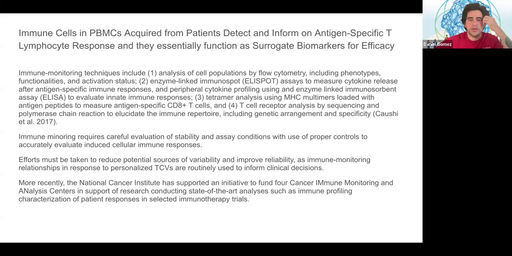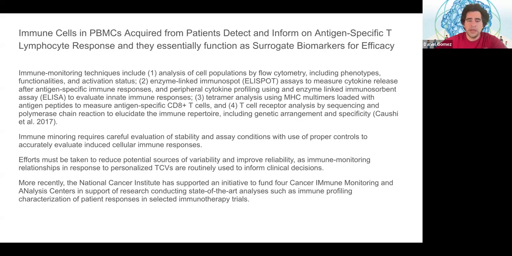Requires careful evaluation of stability and assay conditions with use of proper controls to accurately evaluate induced cellular immune responses. So efforts have to be taken to reduce potential sources of variable immune reliability, as immune monitoring relationships in response to personalized TCVs are routinely used to inform clinical decisions.